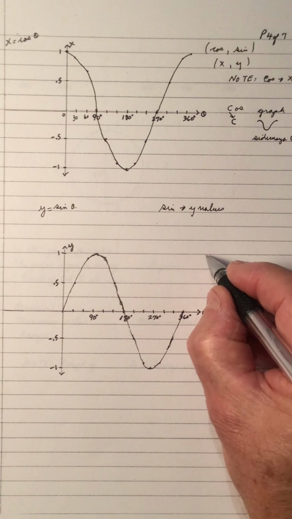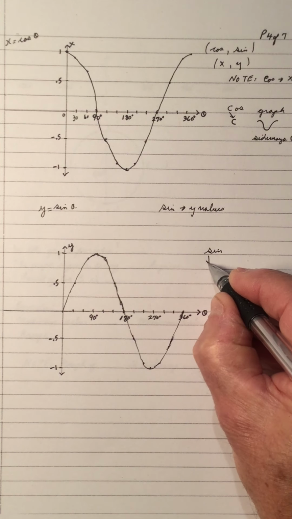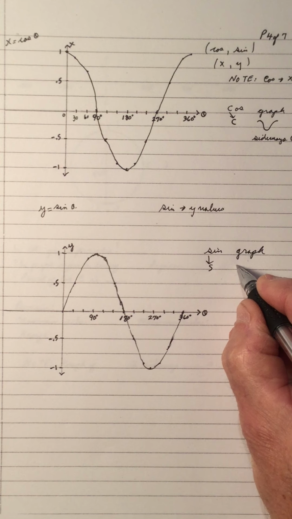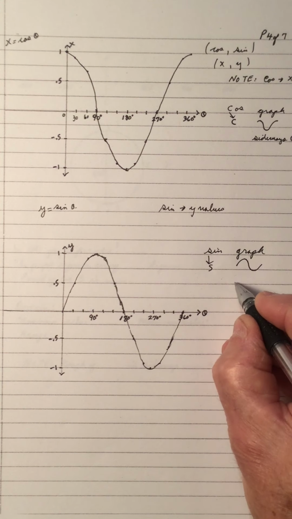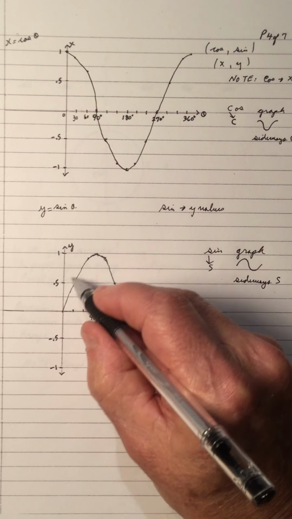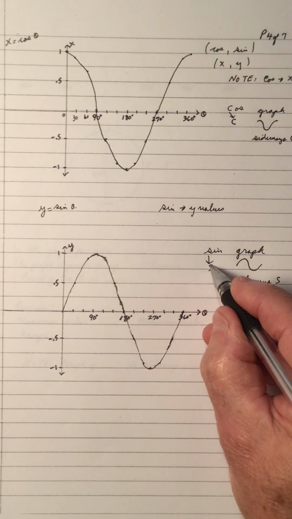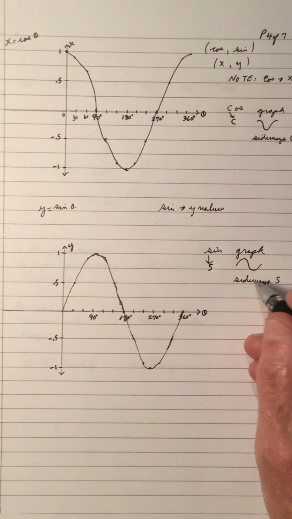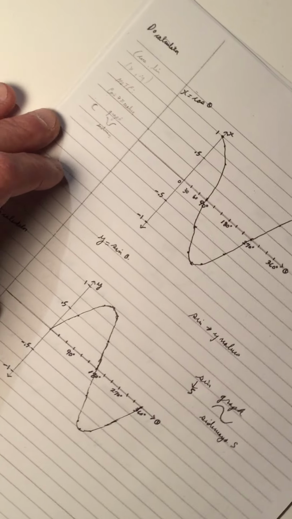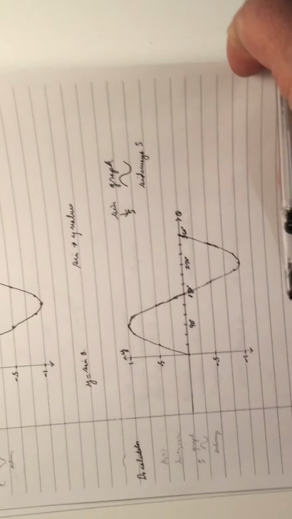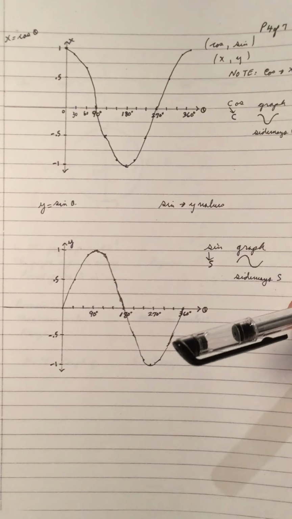Notice the sine graph. Sine begins with an S, but the graph of the sine is this shape, which is a sideways S. So instead of an S, there's the S on the word sine, but the graph is a sideways S. If I turn it sideways, there's the sideways S. Or if I turn it this way, there's the sideways S. Just wanted to show you that. So the graph of a sine is a sideways S.